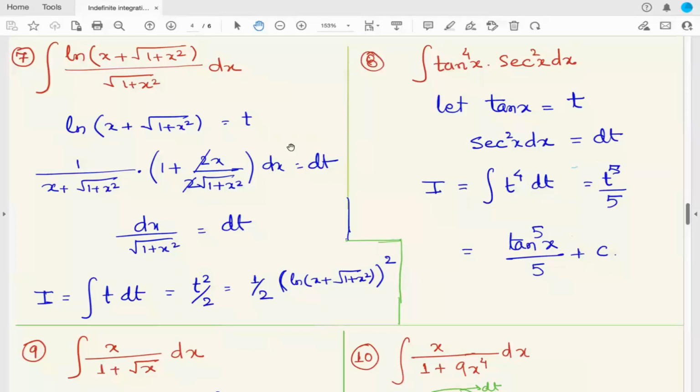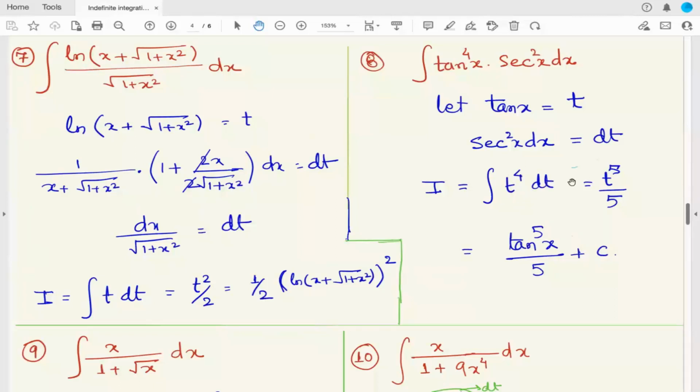Now we move to the eighth problem, which is tan to the power 4 x dot sec square x dx. We know that the differentiation of tan x is sec square x. So if we put tan x is equal to t, then sec square x dx is equal to dt, differentiating it. So we get t to the power 4 dt, because this whole part, sec square x dx, of our integrand is converted into dt. And this is our favorable integrand, which we already read in our basic formulas of integration.